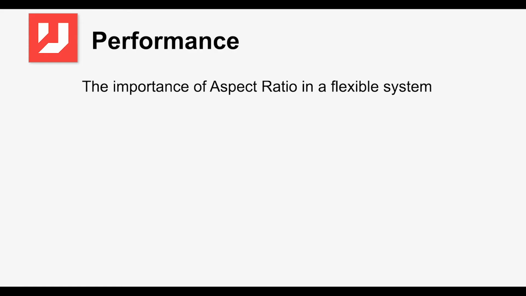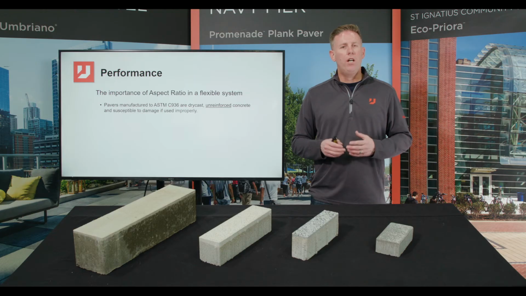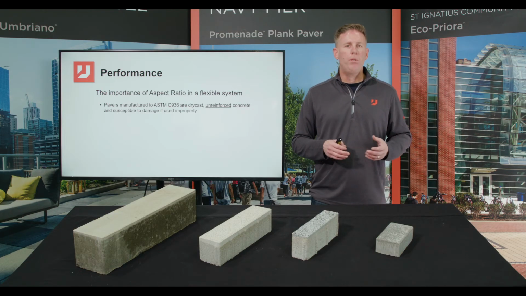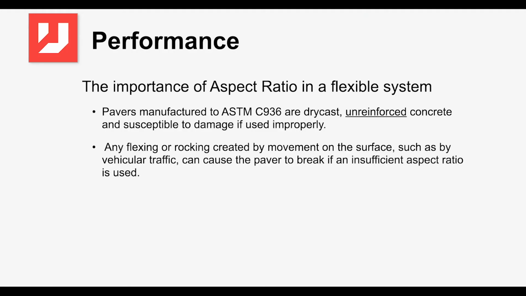So the importance of aspect ratio in a flexible system. First, pavers need to be manufactured to that C936 standard, so it's a dry cast concrete mix and it's an unreinforced concrete mix, so it's susceptible to damage if used improperly. Any flexing or rocking caused by movement on the surface could cause those pavers to break if there's an insufficient aspect ratio, so we recommend certain aspect ratios based on the application.